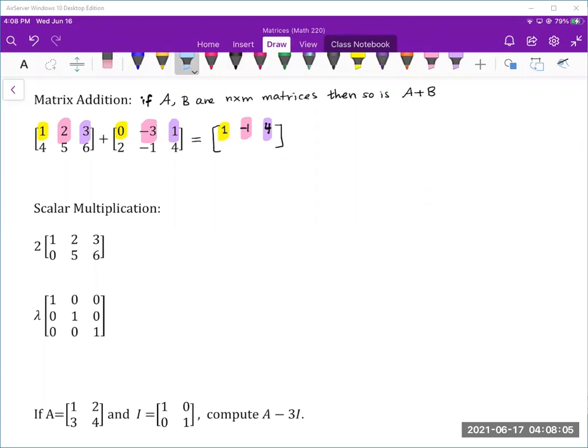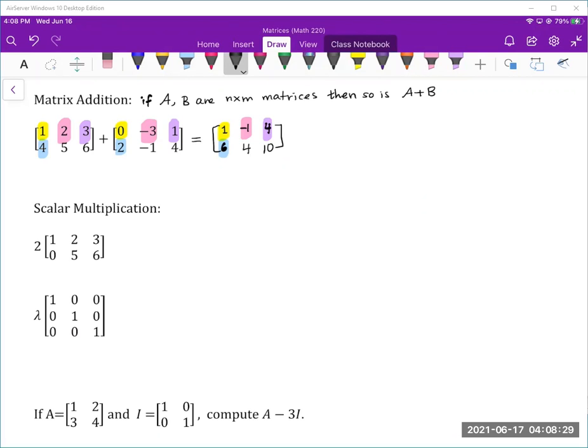And it just continues in this way. So to get the entry in the second row, first column, we're going to add together the entries that are in the second row and first column. So we get 6. And then -1 and 5 gives us 4, and 4 and 6 gives us 10.